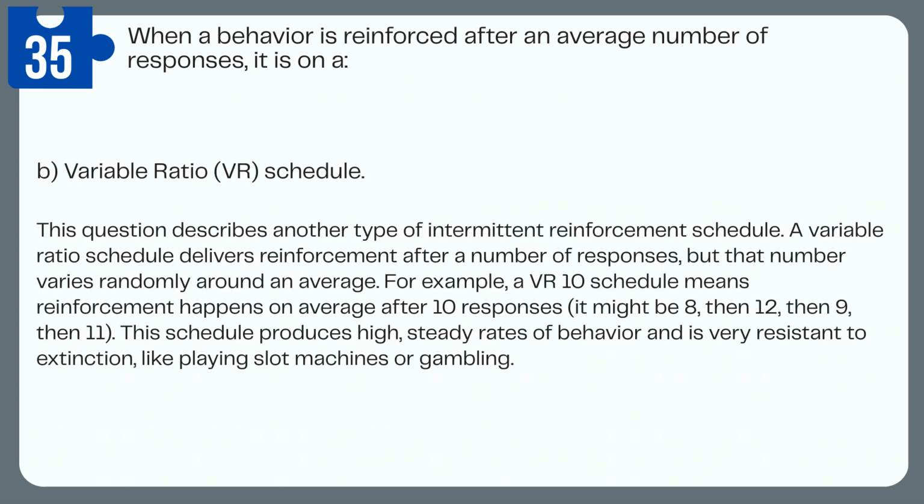Answer: B. Variable ratio, VR, schedule. This question describes another type of intermittent reinforcement schedule. A variable ratio schedule delivers reinforcement after a number of responses, but that number varies randomly around an average. For example, a VR10 schedule means reinforcement happens on average after 10 responses. It might be 8, then 12, then 9, then 11. This schedule produces high, steady rates of behavior and is very resistant to extinction, like playing slot machines or gambling.